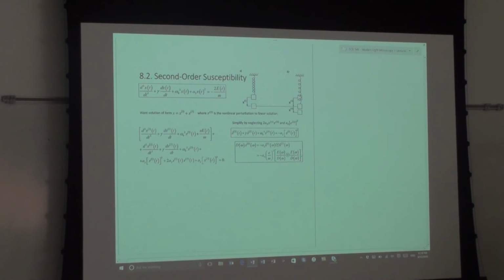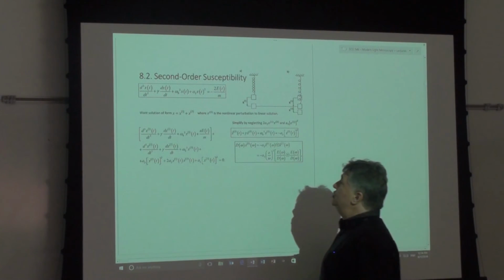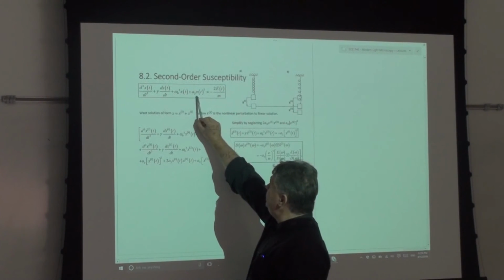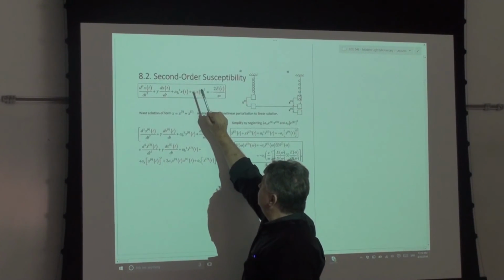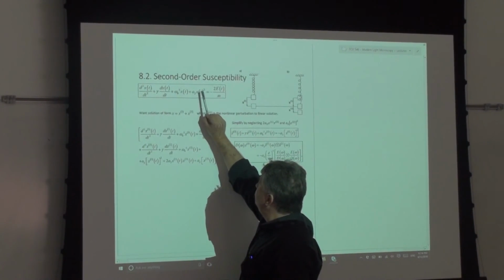Okay, so let's look at the second order nonlinearity. So what if I have here that term, the nonlinear response, captured by a square term in x?